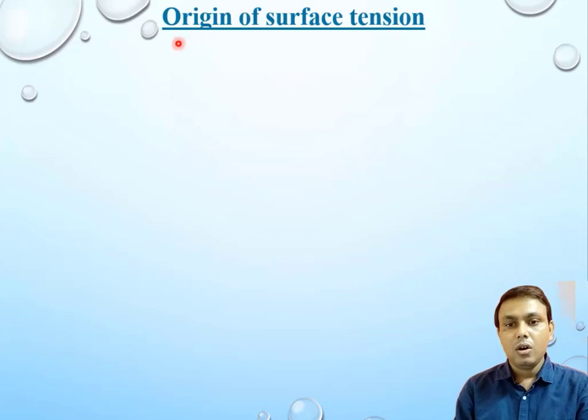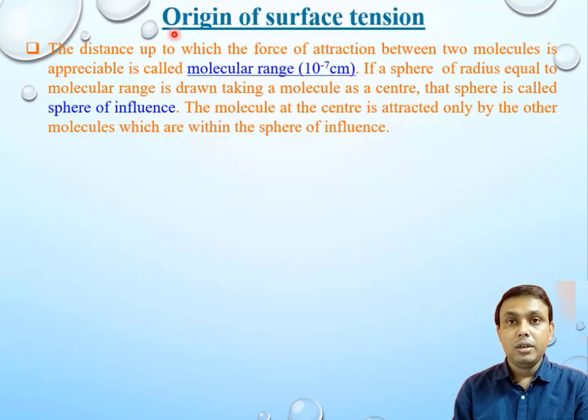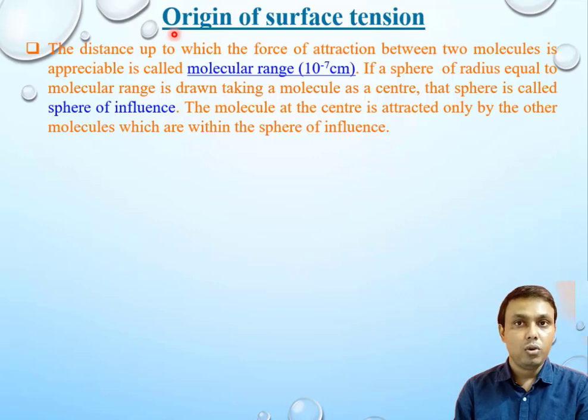নেক্সট, অরিজিন অফ সারফেস টেনশন. What is the origin of this surface tension? I have already discussed with you that the cause behind surface tension is cohesive force. Now, the distance up to which the force of attraction between two molecules is appreciable, that is called molecular range, and which is very small. The range is of the order of 10 to the power minus 7 centimeter.